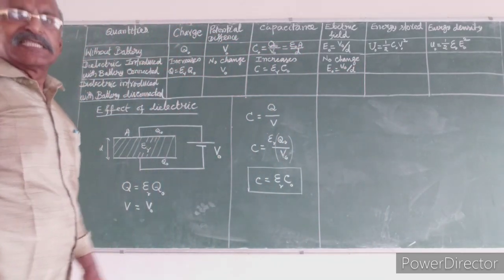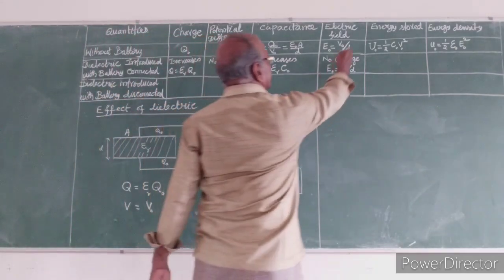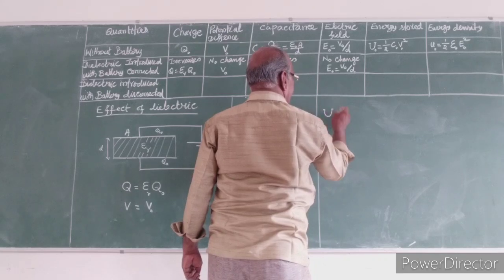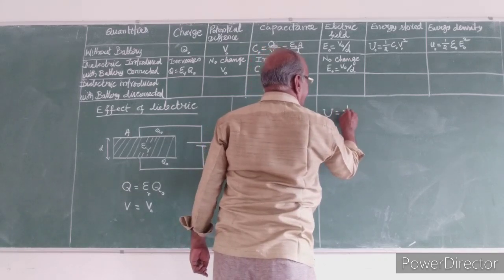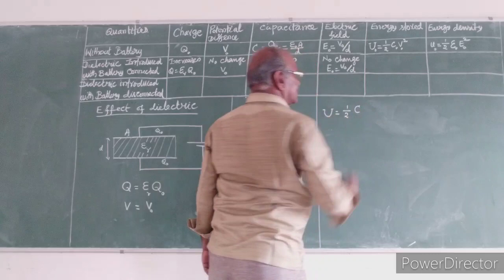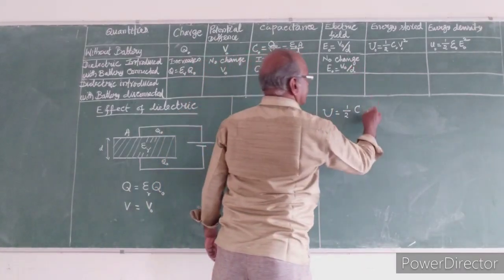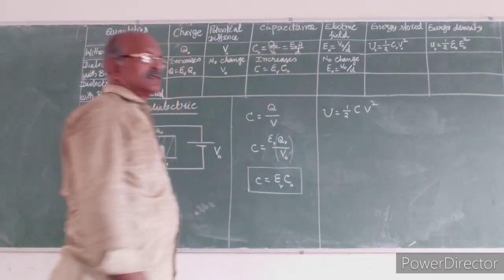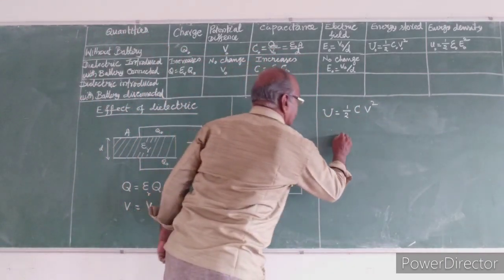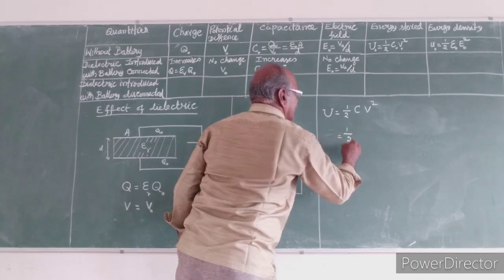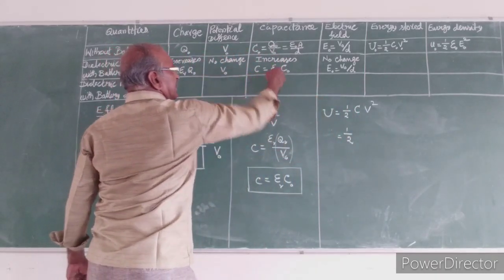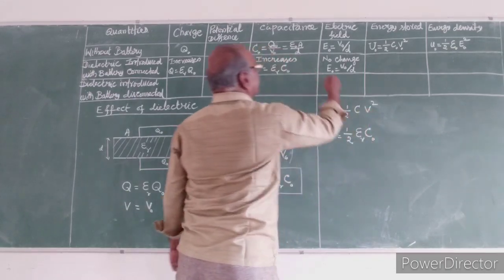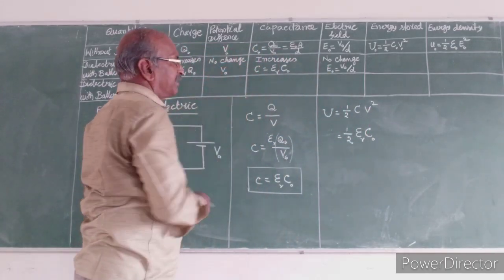Then what about the energy stored? Let us derive an equation for the energy stored. The new energy stored in the capacitor equals half into new capacitance and the new potential difference squared. Substitute the values: half into, for C, epsilon r into C naught, and the potential difference is the same.